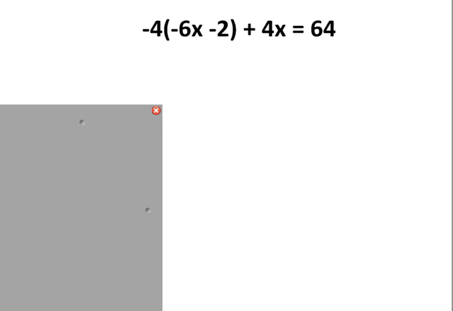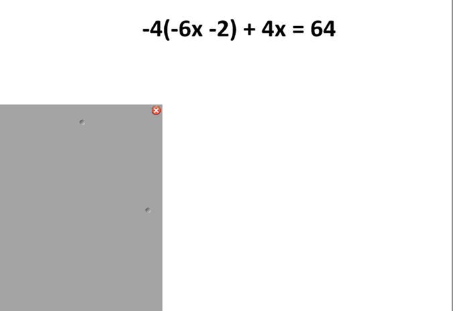Hey everyone, today we are going to look at solving an equation with like terms and the distributive property. The goal of this problem is to isolate the variable. This means we want to get the variable alone on one side of the equal sign. The first step is to use the distributive property to eliminate the parentheses.